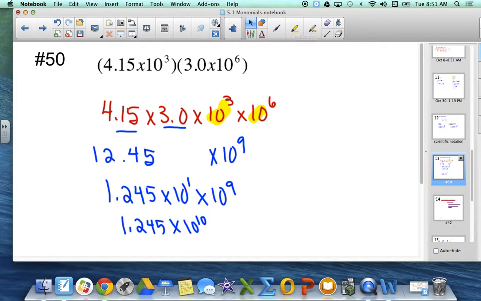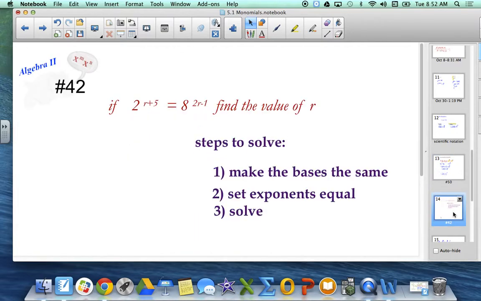That takes me to the next type of problem. Everybody's good? The next type of problem. So copy this problem down. It's number 42 on tonight's homework, and you're going to see this again. It'll show up in logarithms and exponential functions. And so it's an important problem to understand and be able to work. I've written the steps down. You'll notice that you have 2 raised to the r plus 5 and 8 raised to the 2r minus 1. Are those bases the same? No, they are not the same.